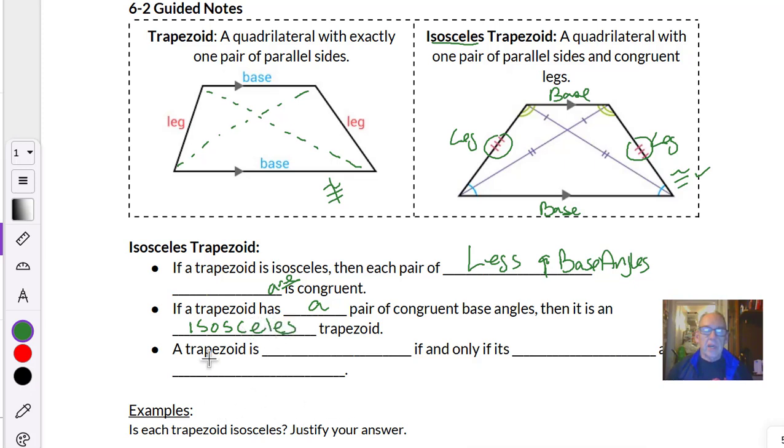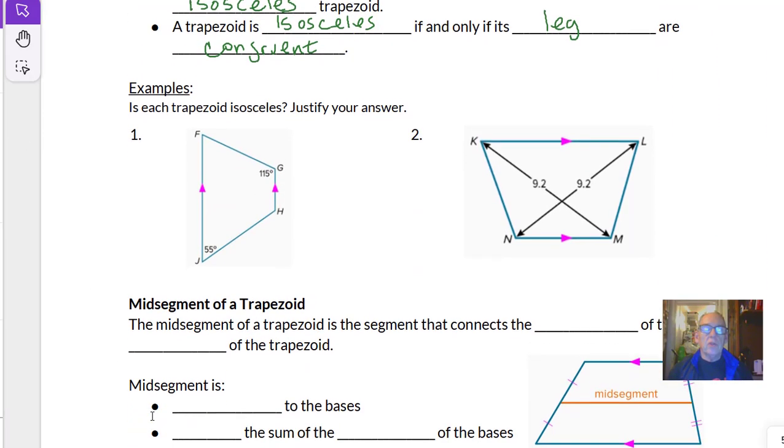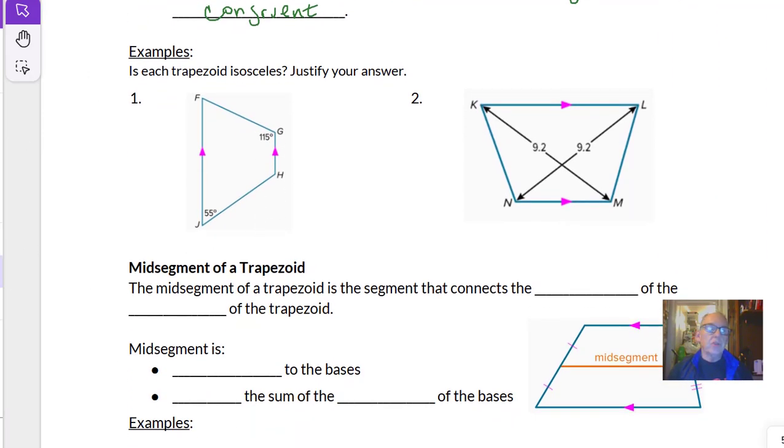Isosceles. A trapezoid is isosceles if and only if its legs are congruent. Okay, let's move on. Is each trapezoid isosceles? Justify your answer. So base angles congruent gives us an isosceles trapezoid. Legs congruent gives us an isosceles trapezoid.